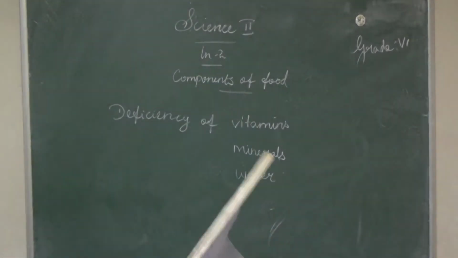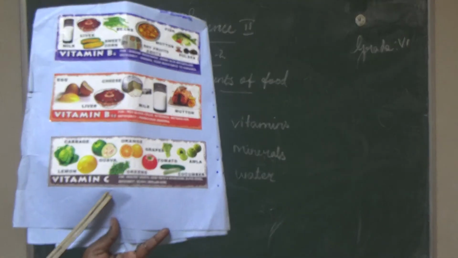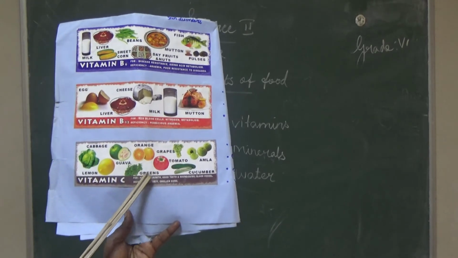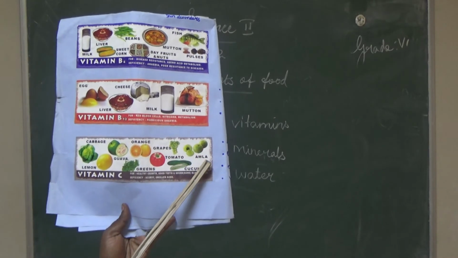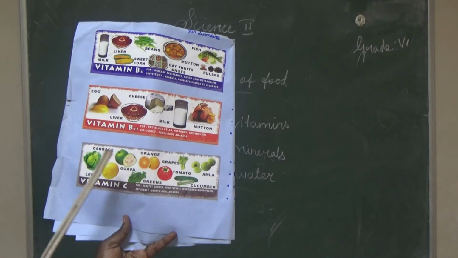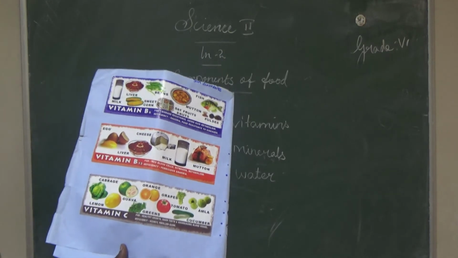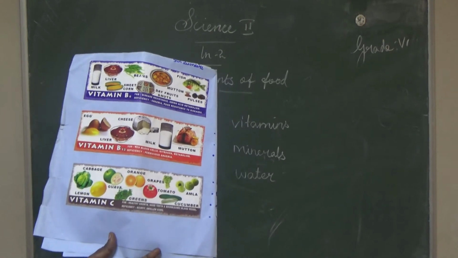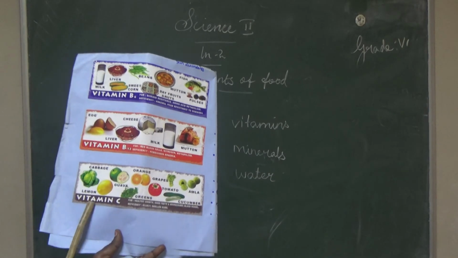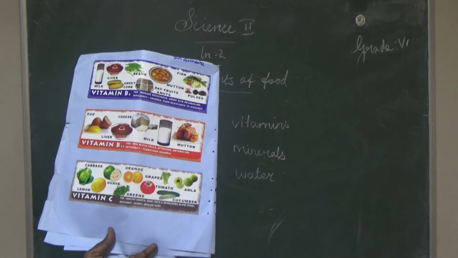Then next one, vitamin C. What are the food items containing vitamin C? Green leaves, tomato, amla, cucumber, orange, guava, lemon, cabbage. The citrus fruits: all vegetables and fruits that provide a citrus taste come under the category of vitamin C. What is the function of vitamin C?